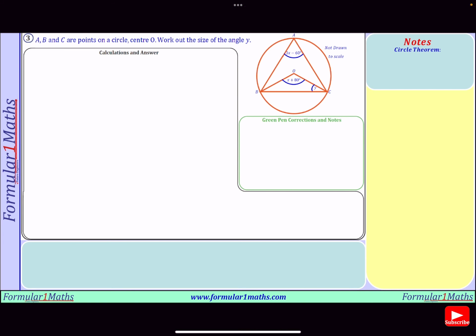Question 3. A, B, and C are points on a circle, center O. Work out the size of the angle Y. So we are looking for this angle Y. We are going to use circle theorems.